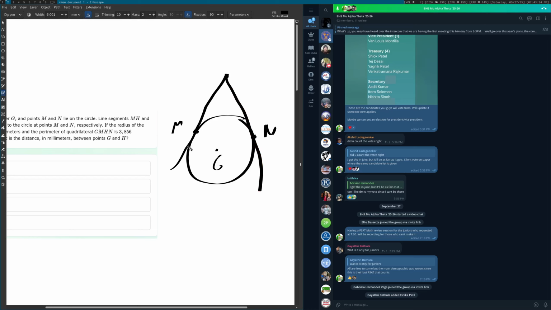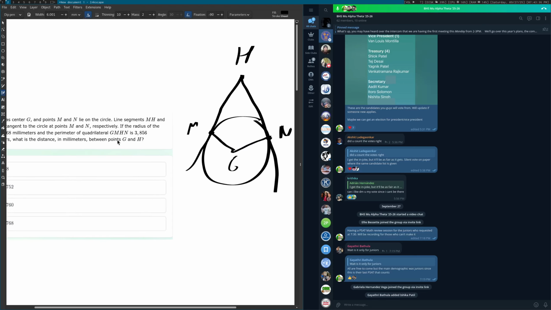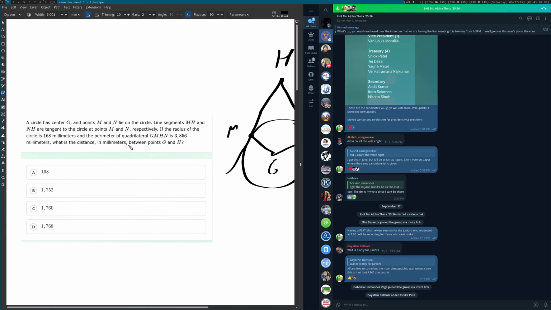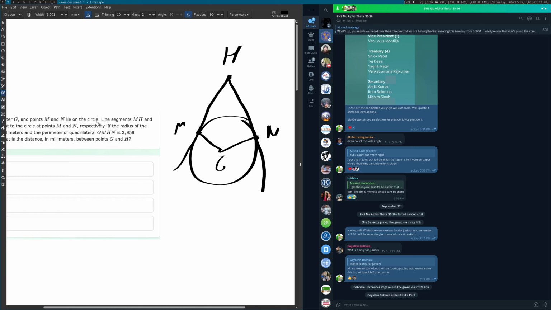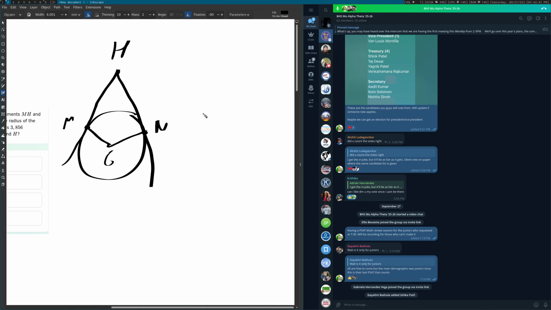If these are tangent lines, it's going to look something like this, right? And let's connect the radii. Okay, and what is this asking now? What is the distance in millimeters between points G and H? Okay, this is going to be interesting. So let's trace this shape again. Again, make this a little clearer.